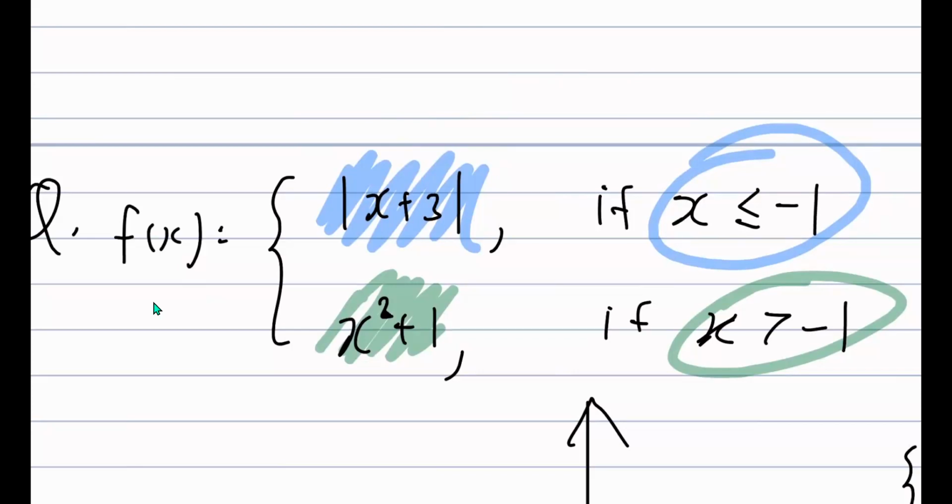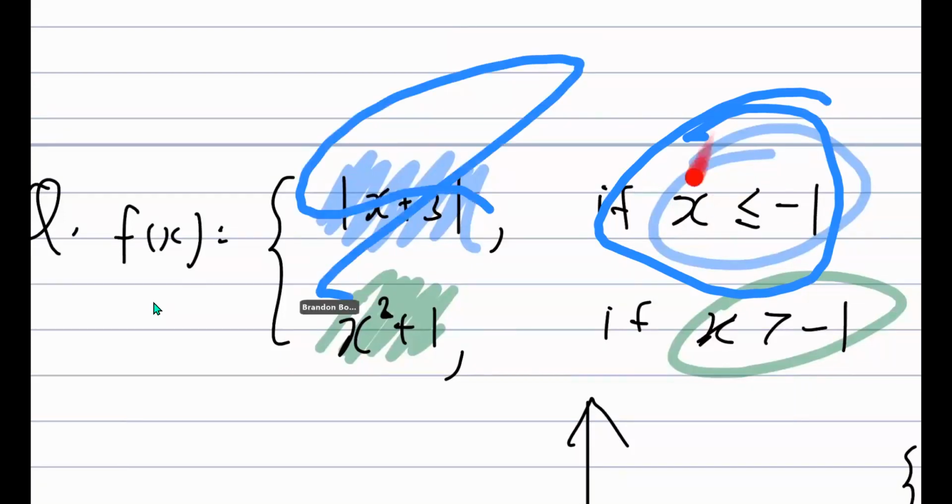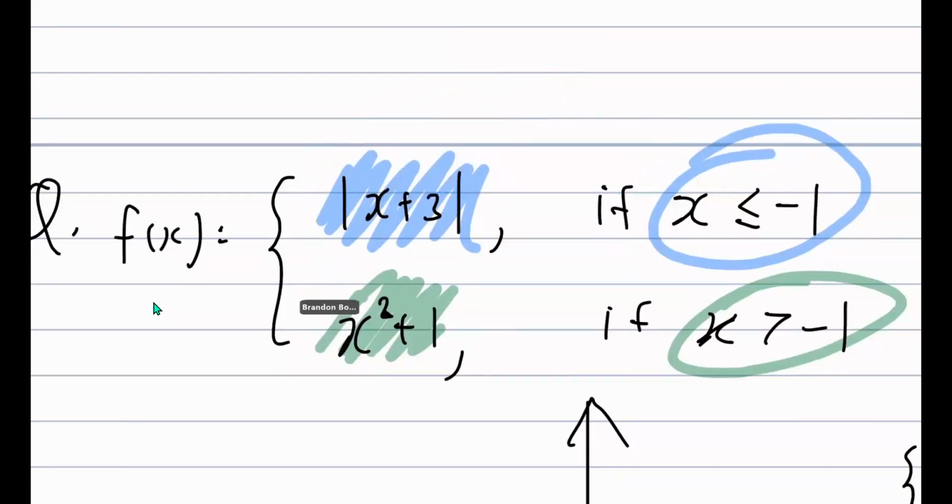Okay. How about if I have x equals -5? Which function do I use? X equal -5, which rule do you obey, blue or green? When x equals -5, for example. Yes, this one. Is -5 less than or equal to -1? Yes. So you use this.